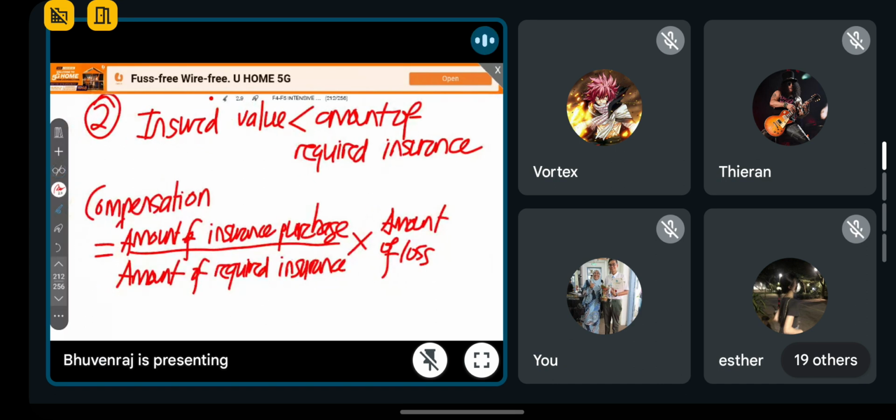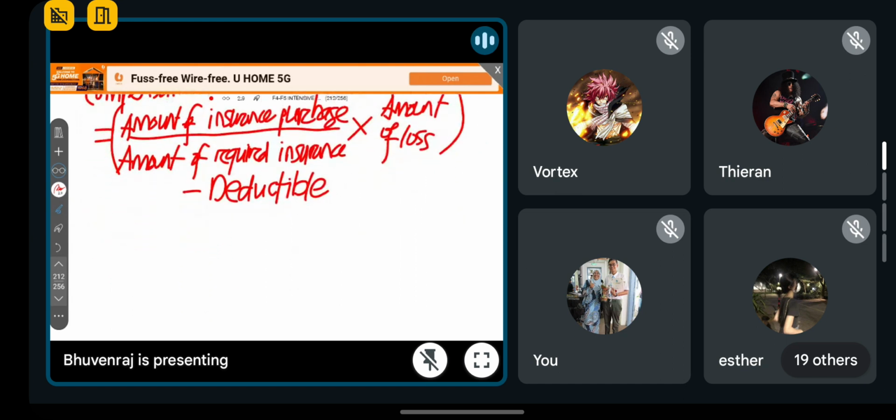Okay, tolak dengan nak selamat, kamu letak yang ni dalam kurungan. Just to be safe, just put it in the bracket. Minus deductible. Okay, semua yang ni akan diberi. Everything given to you. Okay, so next one, third one, situasi ketiga, suffered total loss.